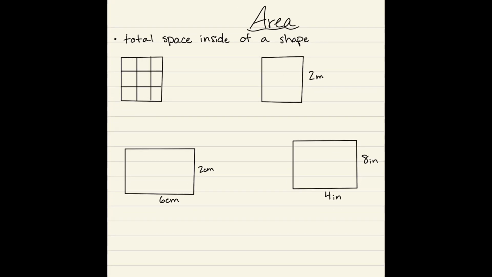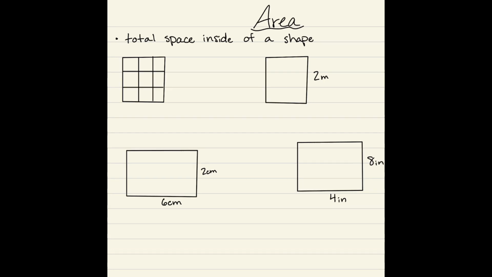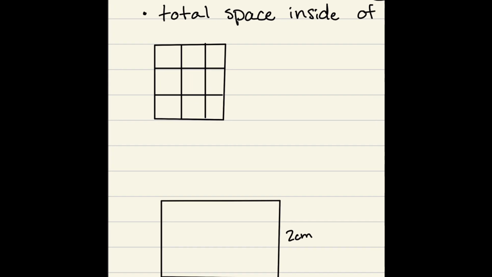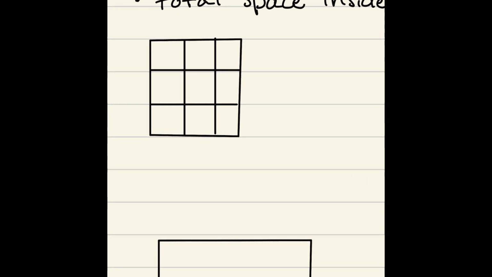So, what is area? Area is the total space inside of a shape. Perimeter is the space outside of a shape, but area is the space inside. So let's look at this first example. As you can see, my not so perfect box that I have drawn here, we're going to call each of these little squares 1 unit. So what is the area of this?